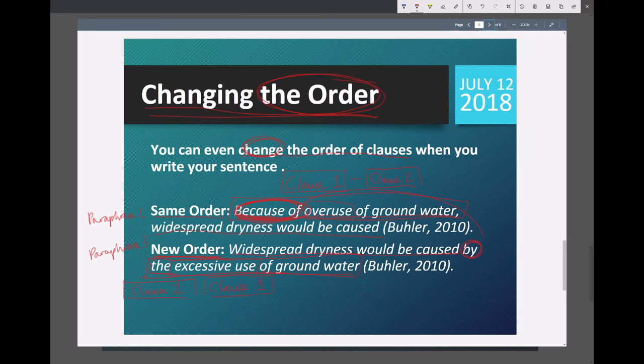When you put the subordinate clause in the end of a sentence, you might need to change the connecting word. Here, because of is changed to by. So the sentence reads, widespread dryness would be caused by the excessive use of groundwater. You could read, widespread dryness would be caused because of the excessive use of groundwater, but by is cleaner. It's simpler and it's a better flow to the sentence.